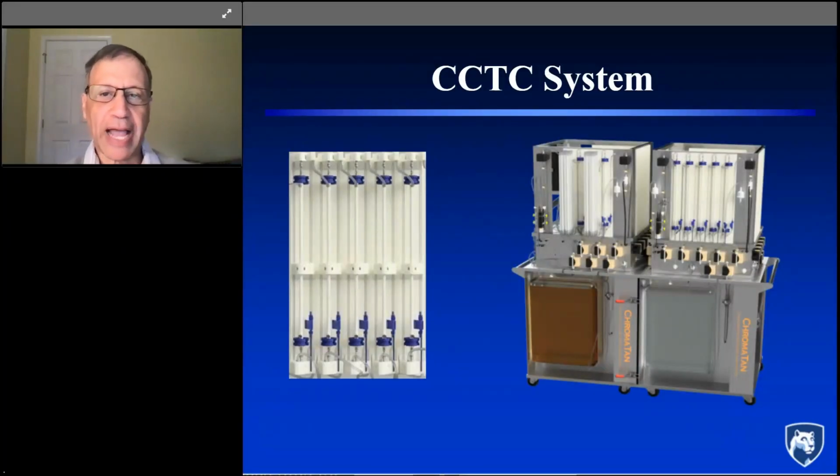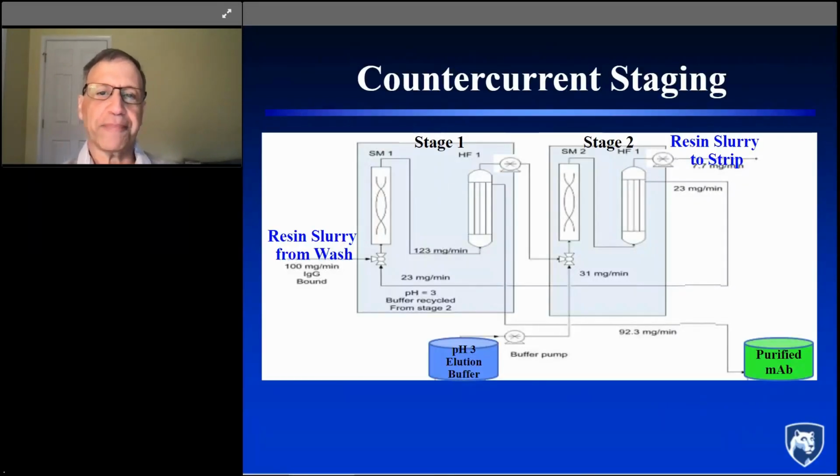This is a typical diagram of our picture of what this system might look like. We have a series of these hollow fiber membrane modules and static mixers. They're put in a series arrangement so that we can do countercurrent staging in a way that is very similar to the staging that I talked about in the diafiltration process. That's shown here in a two-stage system where each stage has a static mixer and a hollow fiber membrane module.